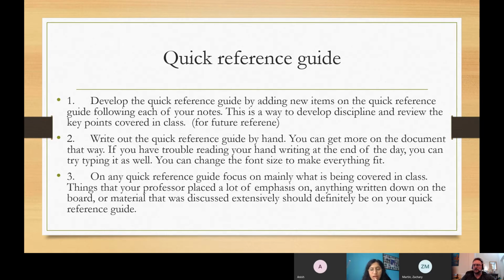Write them out by hand if you can. They're going to be cleaner, easier to read. If your handwriting is atrocious, then you can later type them up if you want. That's something that I would often do, but I would still handwrite them out.